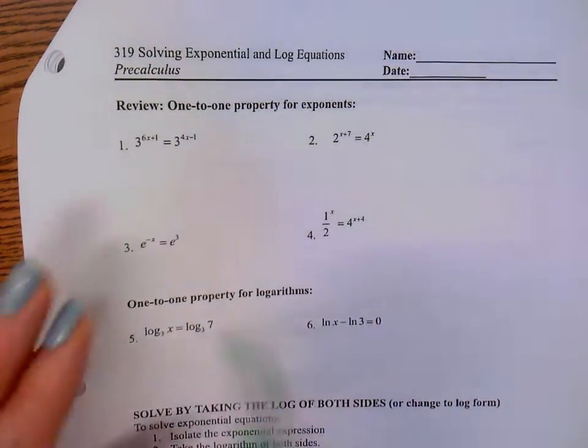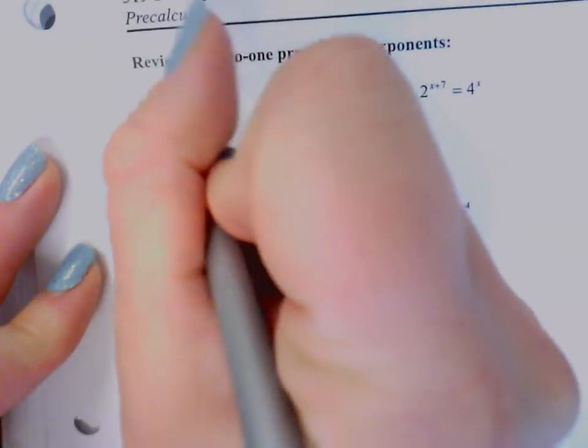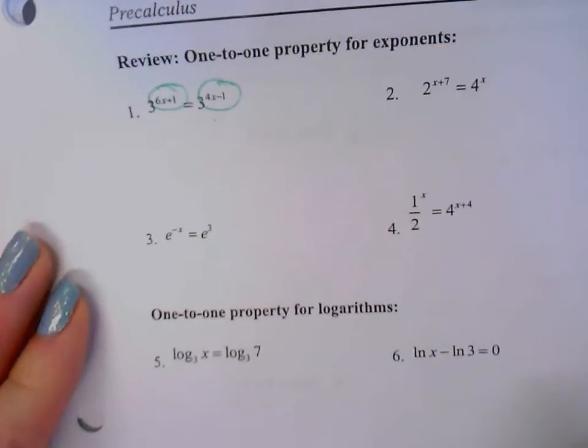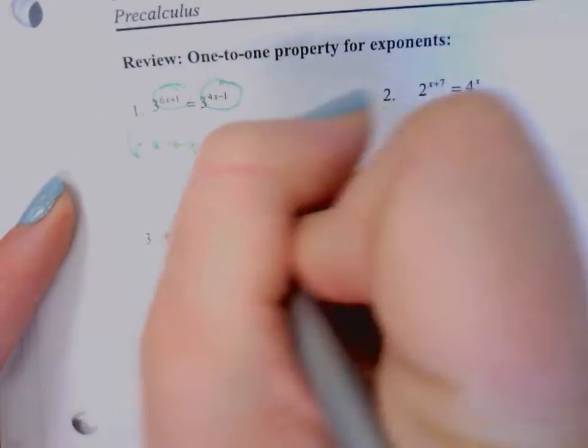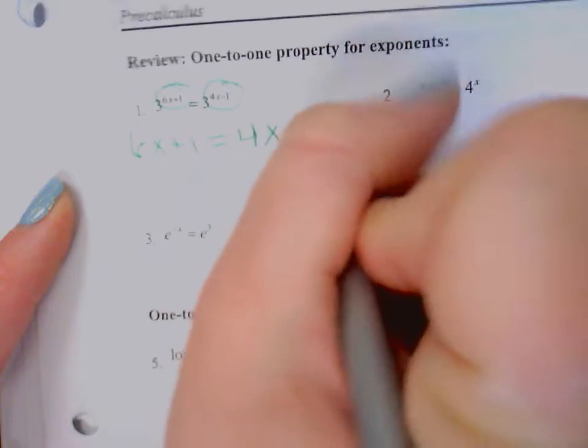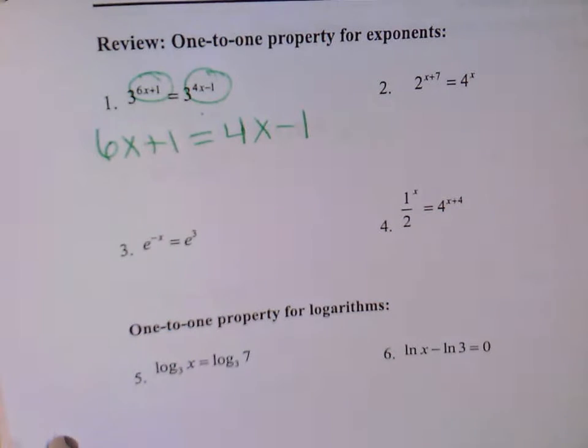Because if the base happens to be 3 on both sides, I know that this exponent has to be equal to this exponent. So I'm just going to solve the linear equation that 6x plus 1 has to equal 4x minus 1. I'm just going to get all my x's on one side and solve for x.